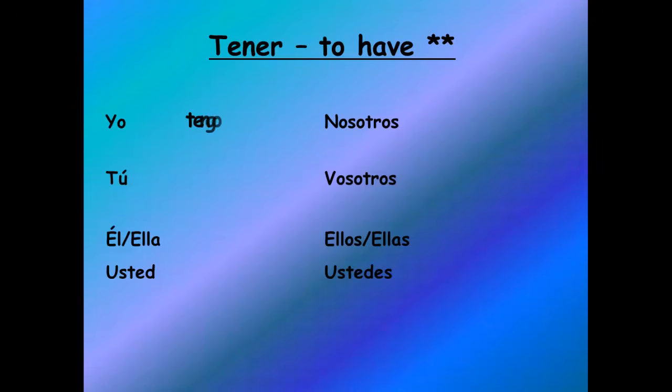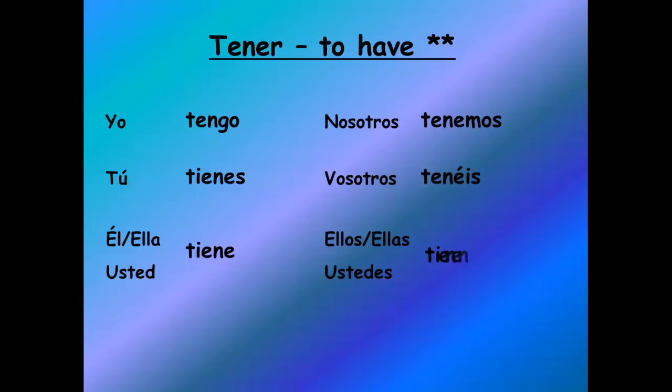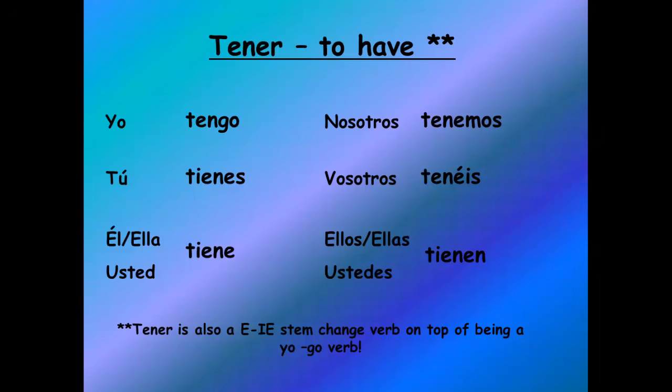Tener is tengo, tienes, tiene, tenemos, tenéis, and tienen. And as you've already remembered, in addition to being a Go verb, it's also a stem changer, so it follows that boot, where inside the boot it does a stem change with the tú, la usted, and ellos, ellas, ustedes forms, to E to IE.